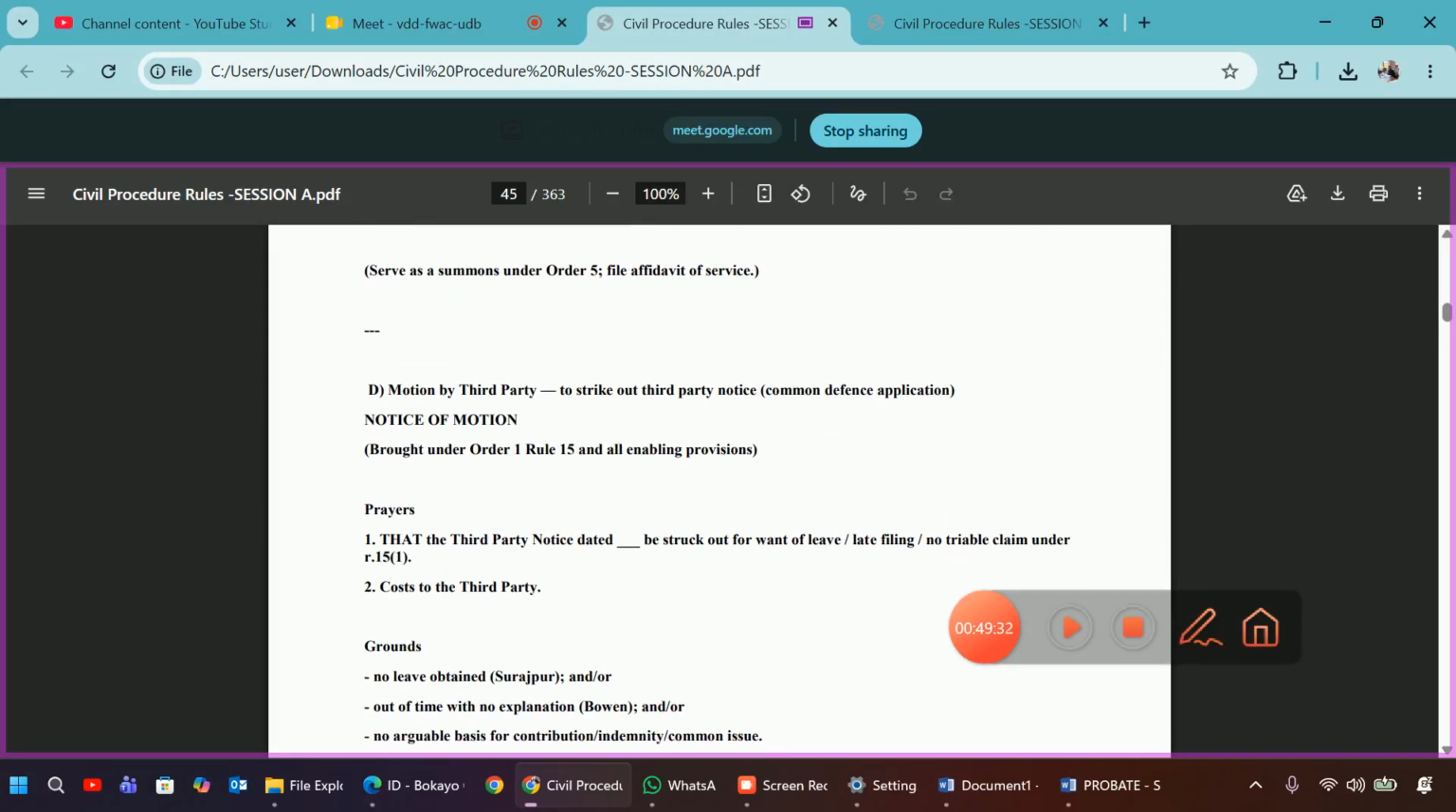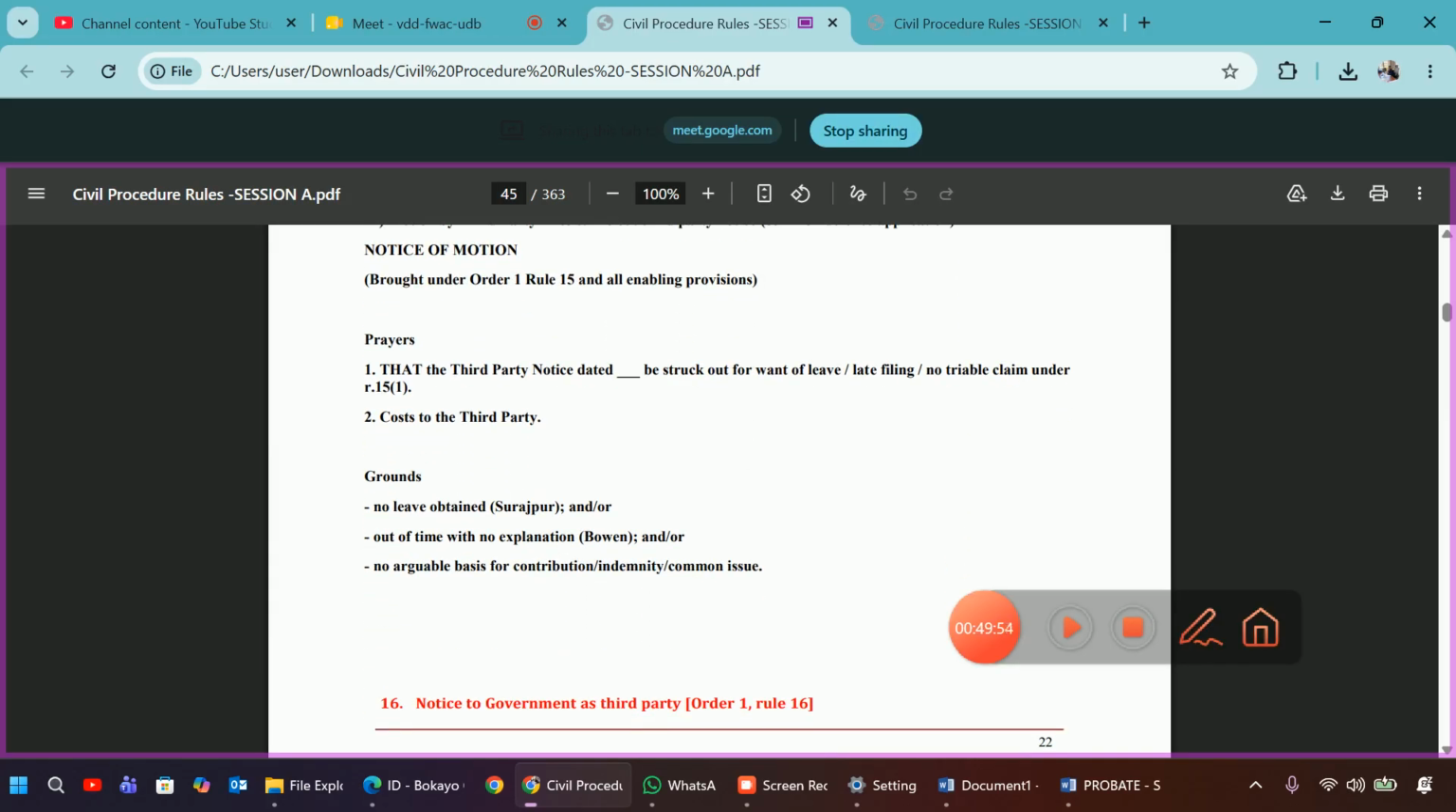Now, how do you draft a motion by a third party to strike out a third party notice? Common defense application when it comes to the CLE examination situations. Now you are representing the third party that has been served with a third party notice. So you do a notice of motion pursuant to the same orders, and the prayer you are seeking is that the third party notice dated be struck out for want of leave or late filing and not a triable claim under Rule 15(1). Cost to the third party.